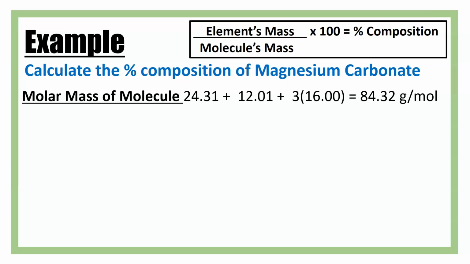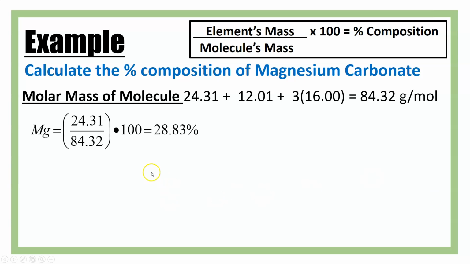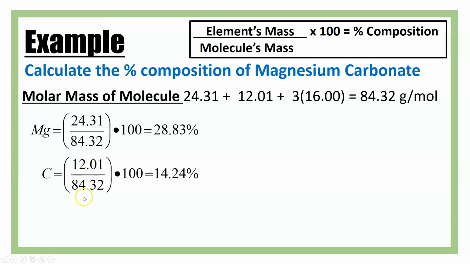I'm going to start with magnesium. Magnesium weighs 24.31. I divide it by the total molar mass of the molecule. I find out that it's 28.83% magnesium. Now it's carbon, 12.01 divided by the total mass times 100 tells me that this molecule is 14.24% carbon.